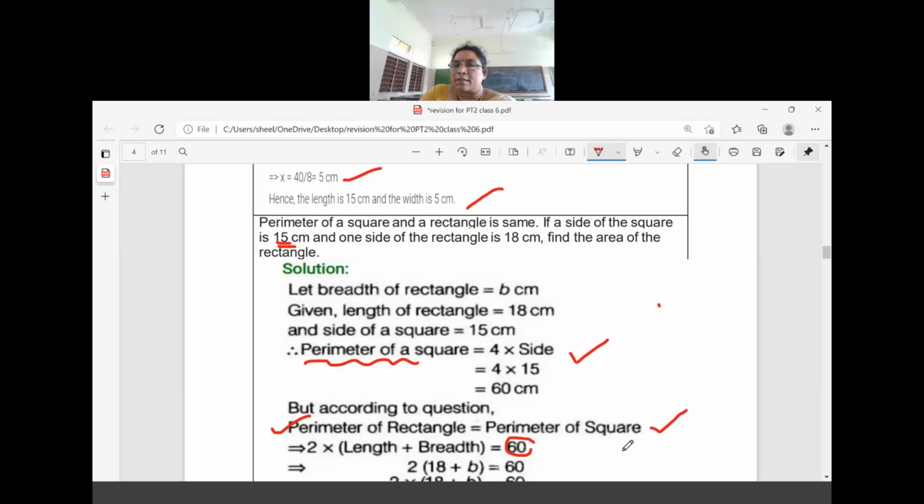Why are we not able to calculate the rectangle's area? Because the breadth is not there. Only one side is given. But at the same time, with the one side we can calculate the perimeter of the square. We calculated it and it is equal to 60 only.